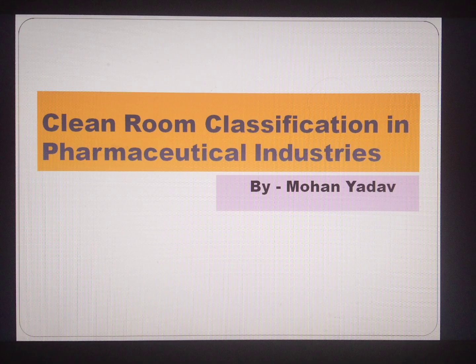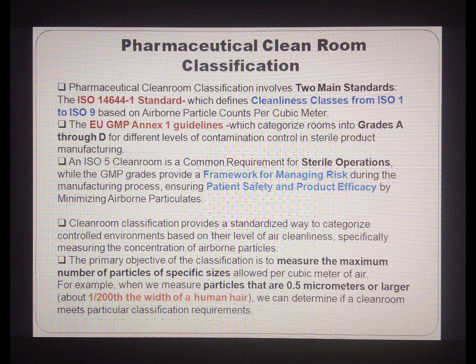Friend, today our topic is clean room classification in the pharmaceutical industry. Pharmaceutical clean room classification involves two main standards. The ISO 14644-1 standard, which defines cleanness classes from ISO 1 to ISO 9 based on airborne particle count per cubic meter, and the second is the EU GMP Annex 1 guideline, which categorizes rooms into grade A to grade D for different levels of contamination control in sterile product manufacturing.